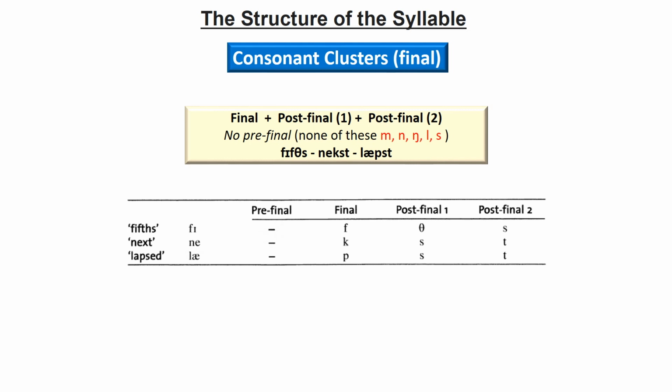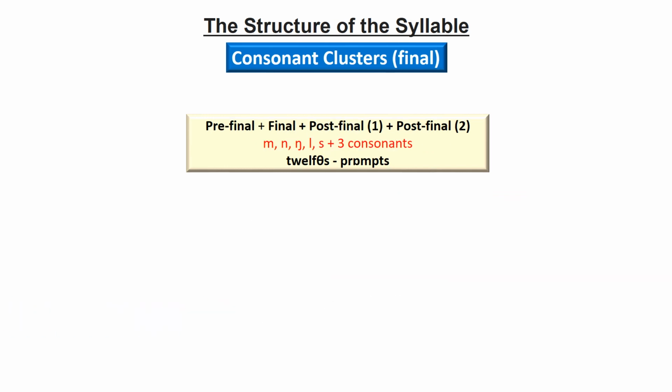The second type of final three-consonant cluster demonstrates the possibility of multiple post-final consonants occurring in a single final cluster. This type of cluster is composed of three elements: a final consonant, followed by a first post-final consonant, post-final 1, and then a second post-final consonant, post-final 2. The second post-final consonant, post-final 2, is consistently selected from a limited set of consonants, which includes these sounds.